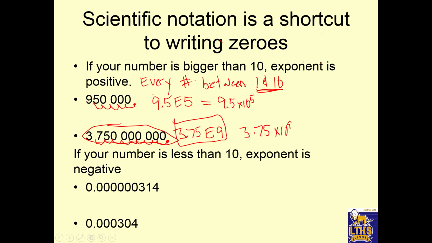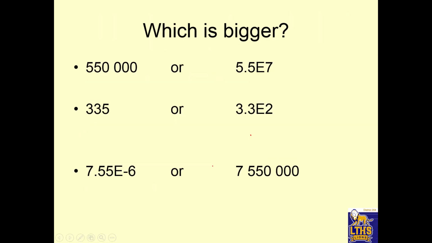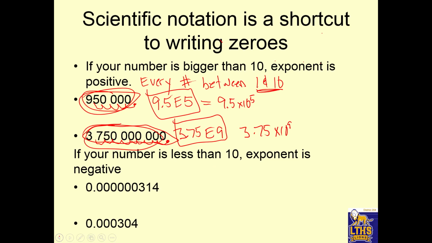Books and Mr. Folly use the engineering notation a little more than scientific notation. If your number is more than 10, like 950,000, the exponent is positive. If it's less than 1, the exponent is negative.